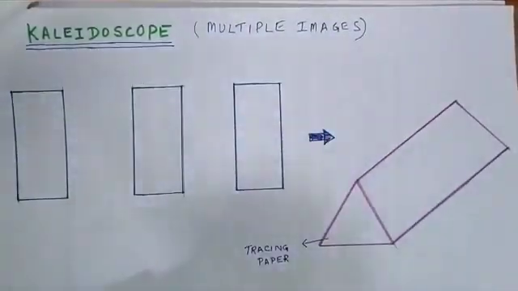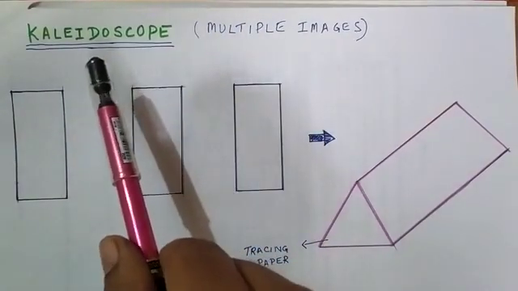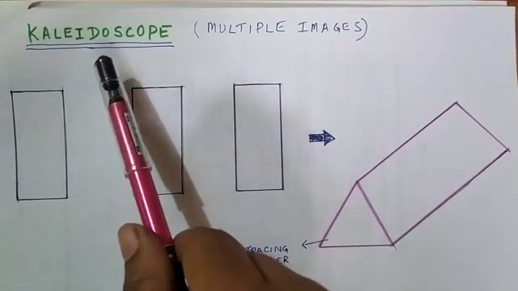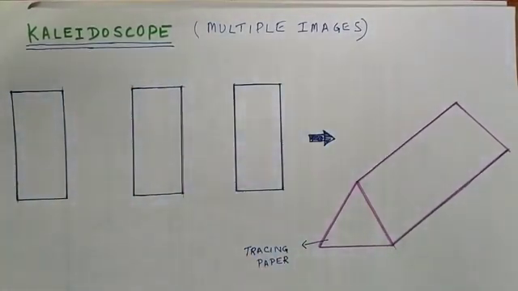Now one application of multiple images is we can get multiple images with the help of a device called a kaleidoscope. A kaleidoscope is basically a device which children also play with during their young age to watch the beautiful patterns that they can see through it. Now let us try to understand how we can actually make a kaleidoscope by ourselves.